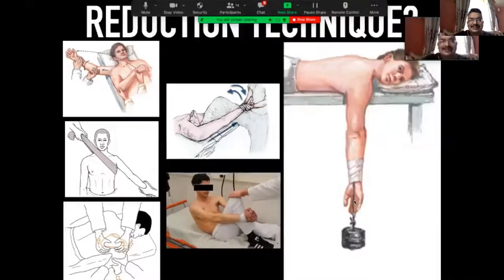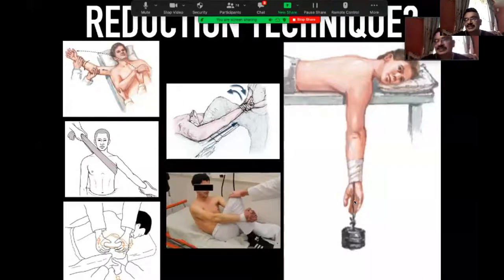Rather than understanding which method is good for reduction, you understand which dislocation requires what approach: which dislocation requires reduction without anesthesia, which requires local IV anesthesia, or, most of the time, some dislocations may require a general anesthesia with muscle relaxant. So you assess according to that, and it becomes very good.